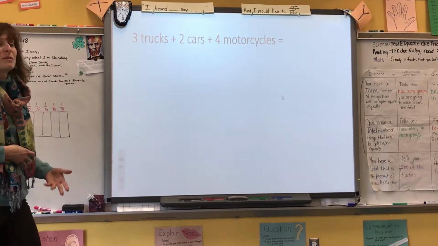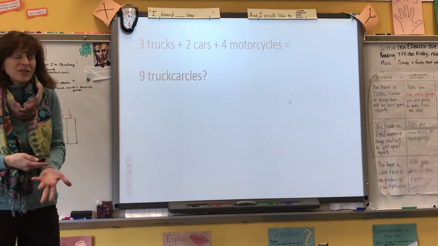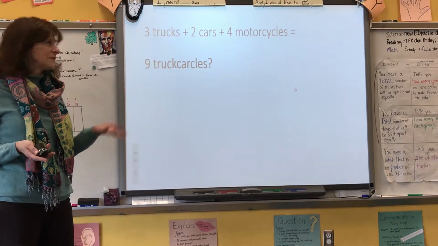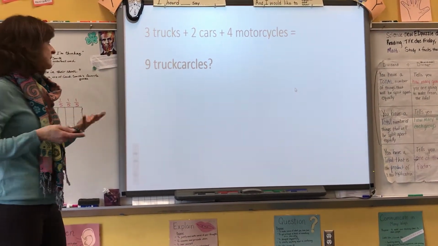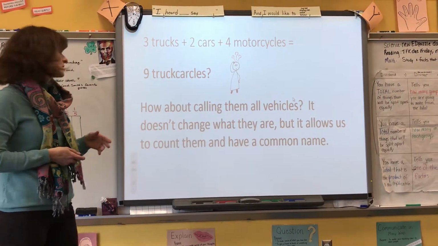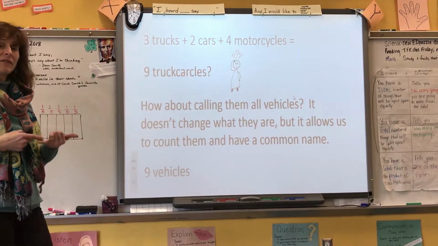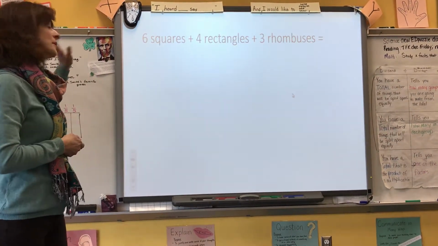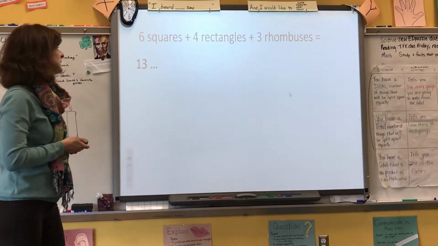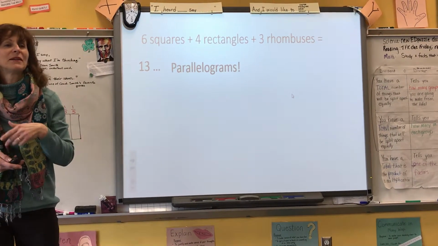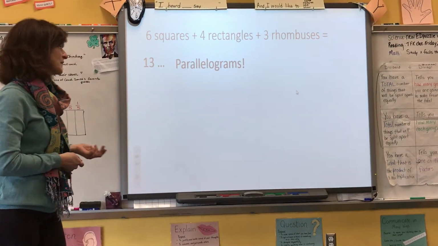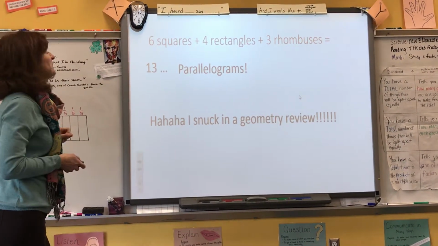We did it again with trucks, cars, and motorcycles. Does that give us 9 truck carcels? No, that doesn't even make sense. So we asked, what would be a word that we could use to add trucks, cars, and motorcycles and know that it's 9 of something? Students did come up with calling them vehicles. So that's 9 vehicles. Now you have a common name. We also used this as a geometry review: squares, rectangles, and rhombuses, we did 13 of something, and it's 13 parallelograms. That gave them a chance to review what would be a word that would work for all 3 of those polygons.